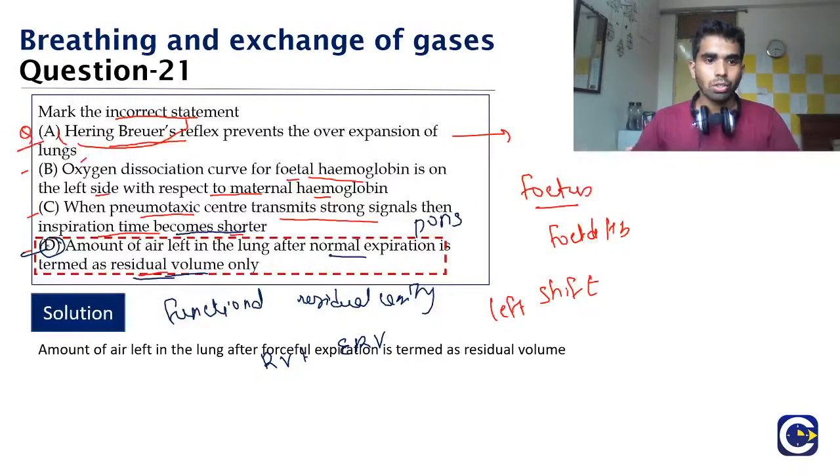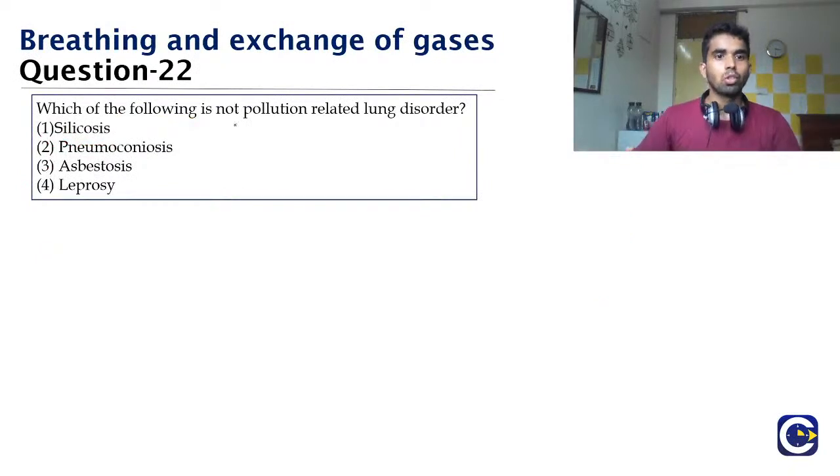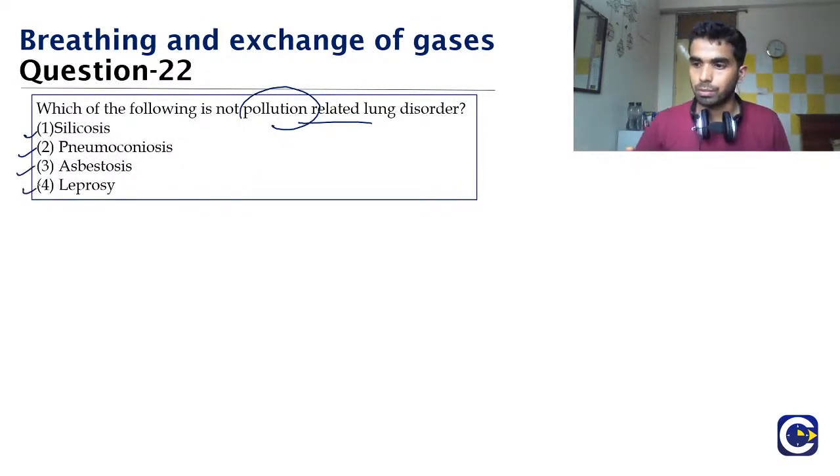Now coming to question number 22. Which of the following is not a pollution related lung disorder? Which of the following diseases is not caused by pollution? Option A, silicosis. Option B, pneumoconiosis. Option C, asbestosis. Or option D, leprosy.